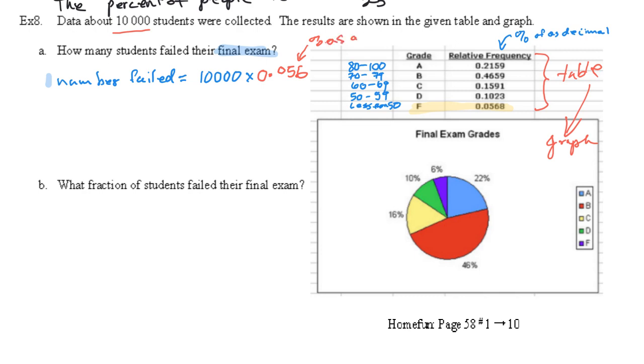And this is kind of like our percent as a decimal. We studied that earlier, right? So now all we're going to do is take whatever that decimal is and multiply by the number that we started with, and we end up with 568, which means 568 people failed.